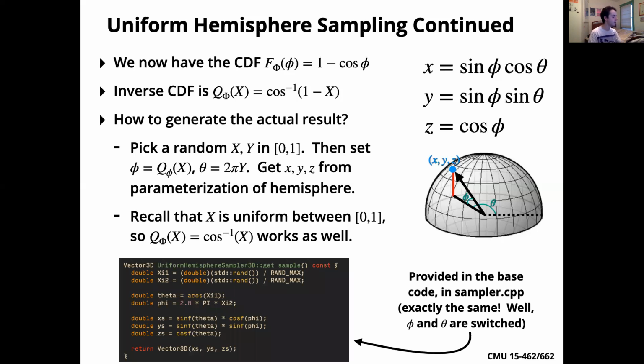And what do you know? Like we give you in Scotty 3D, in sampler.cpp, there's this uniform hemisphere sampler 3D. And I actually wrote this before looking at our implementation. I happened to switch what I called phi and theta, but they came up with the exact same derivation. So this is how they must have derived it. So we generate 2 random numbers. We have an arc cosine term to evaluate the inverse CDF. We get our longitude value, and then we apply our parameterization to recover the actual point.